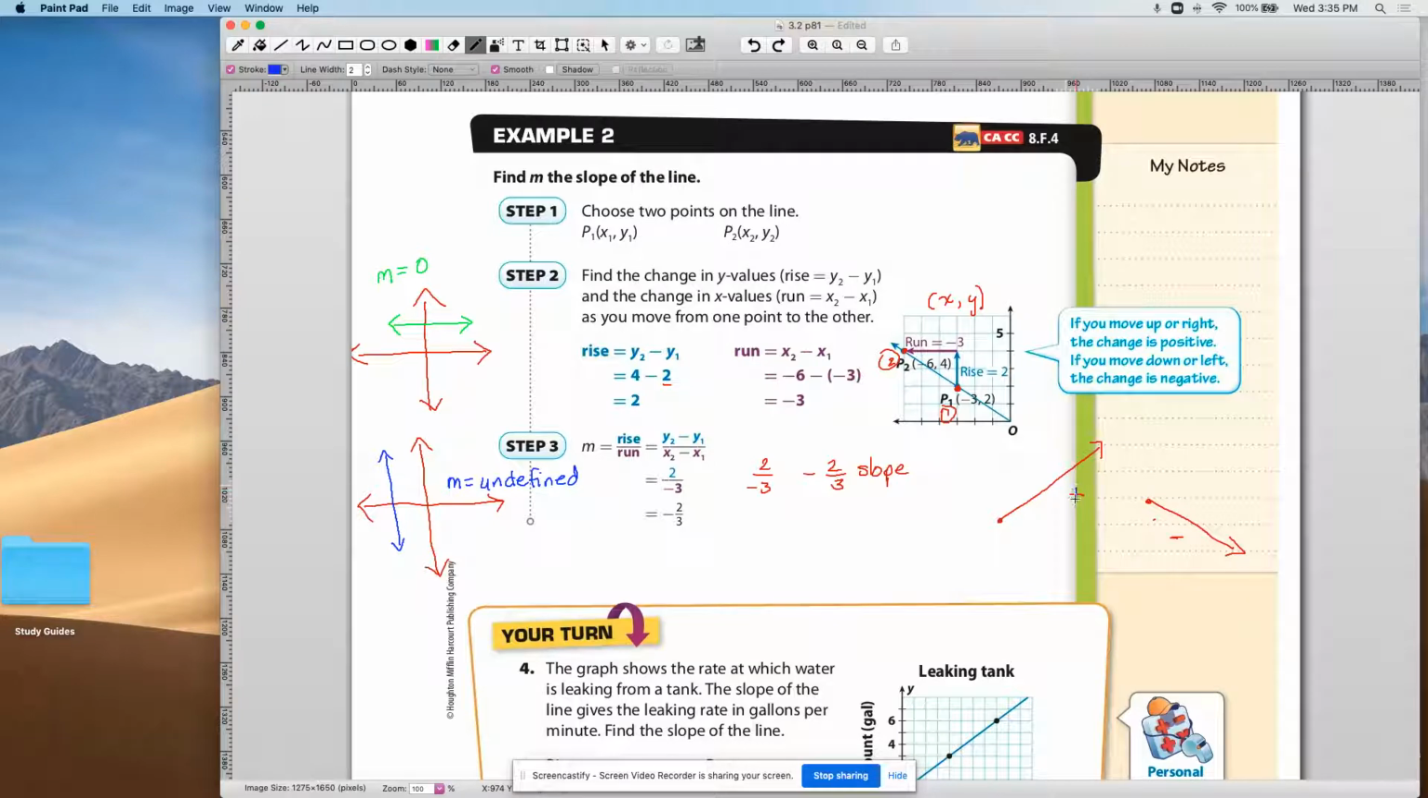Okay, so there are 4 different types of slope. We have a positive slope that goes from left to right, it goes up. We have a negative slope when it goes from left to right down. We have a 0 slope where it's flat. Okay, just think of a flat ground. There's no slope to it at all. And then we have an undefined slope when it's just going straight up and down.